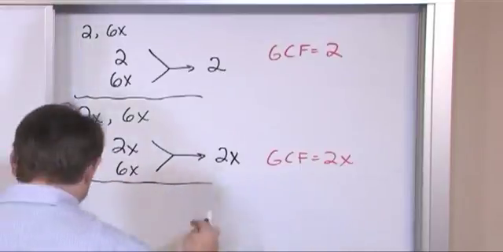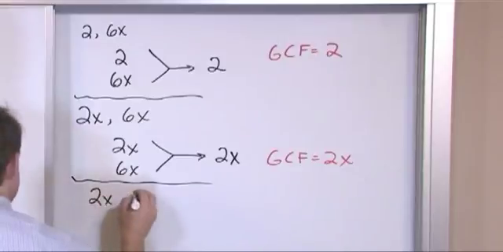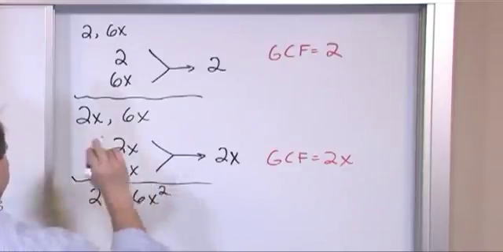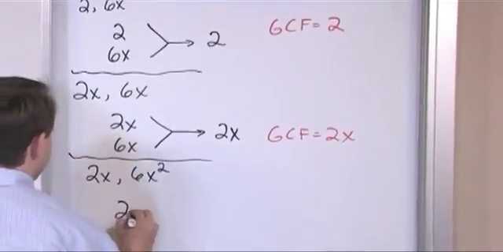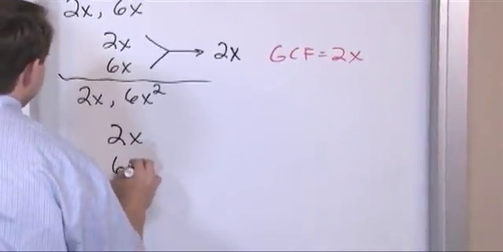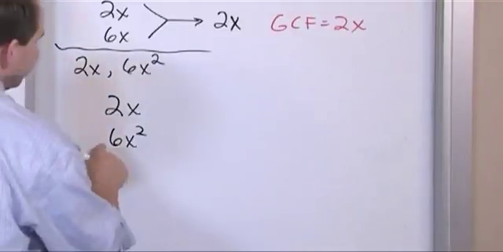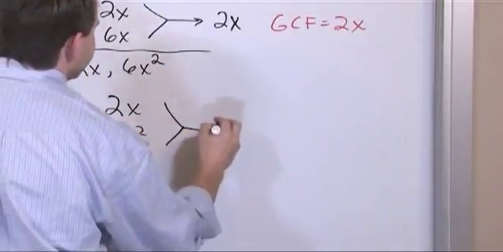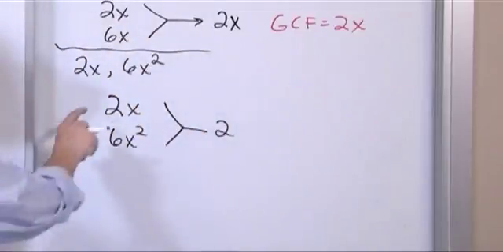Let's do another one, and I think you'll see what I mean. What if we have 2x and 6x squared, and we want to find the greatest common factor of both of those? Well, I like to write them on top of each other. I don't know why. It just helps me visualize it. The greatest common factor of 2 and 6 is 2. We've figured that out already. We've done that a lot of times. So we do that with the numbers.